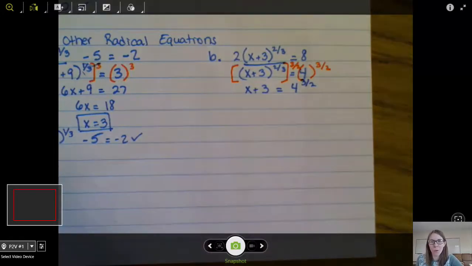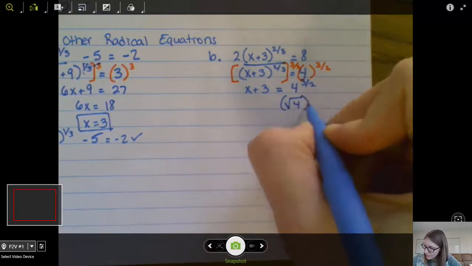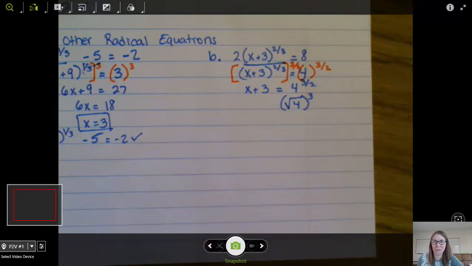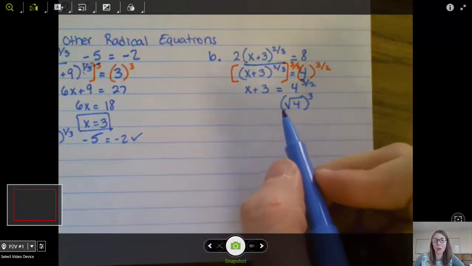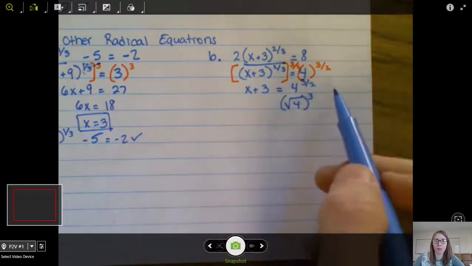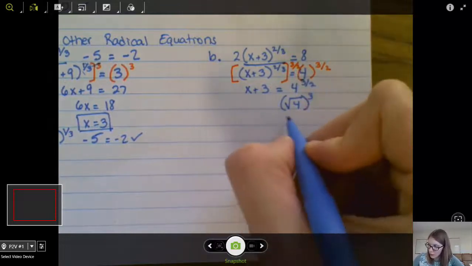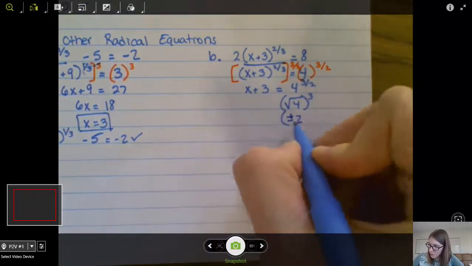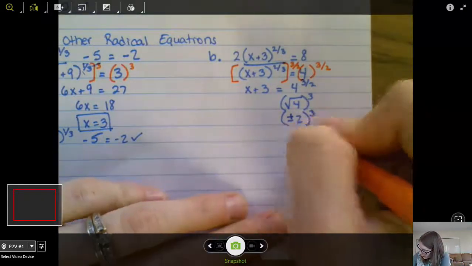Now let's think for a second. What does 4 to the 3/2 power mean? We have the square root of 4 cubed. Okay. Now here's the trick. The square root of 4 is 2. But we took the square root of each side because we took each side to the 3/2 power. We took the square root of each side. So this is really plus or minus 2 to the 3rd power. Okay, so I'm going to add that note over here.